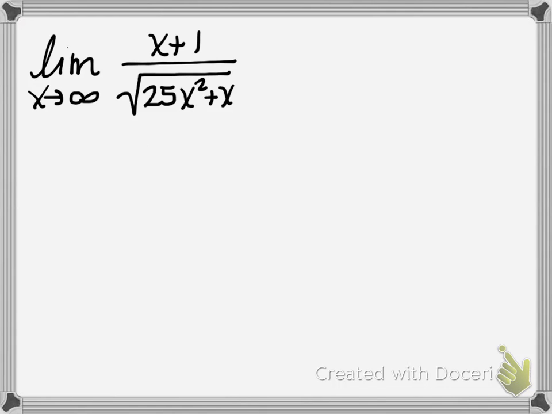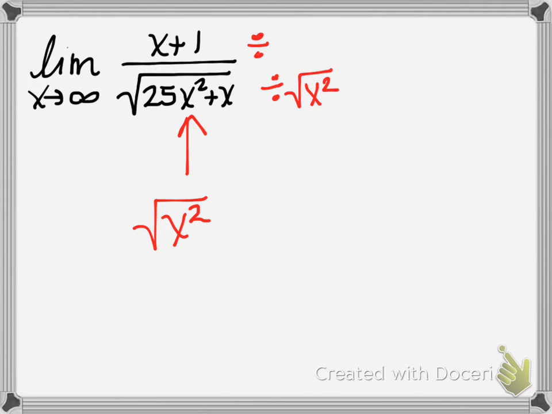So we have in the denominator not just an x squared, but we have to recognize that it's inside of a square root. So we really have the square root of x squared, and that's what we are going to divide both the numerator and denominator by. Because we're dividing both the numerator and the denominator by the square root of x squared, it's like we're dividing by 1. So we're not actually changing the value of this limit.